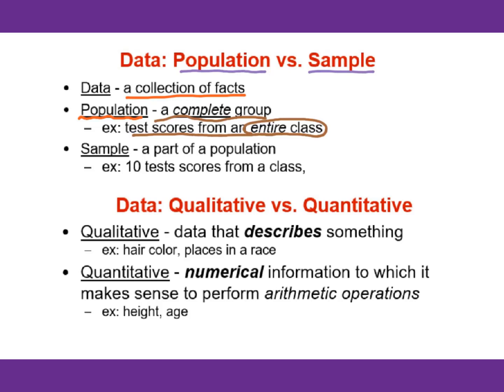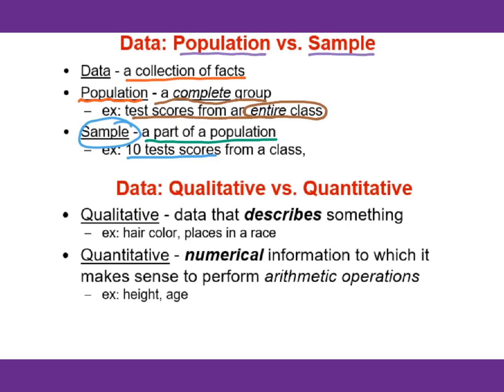Sample means a part of a population. For example, 10 test scores from a class. We don't take all test scores from the entire class. We only need 10 test scores. That's what we call a sample.